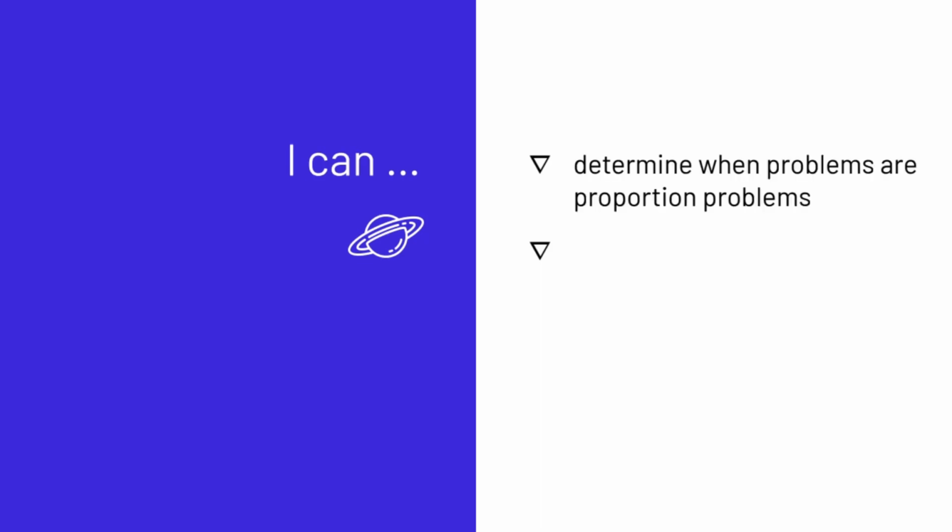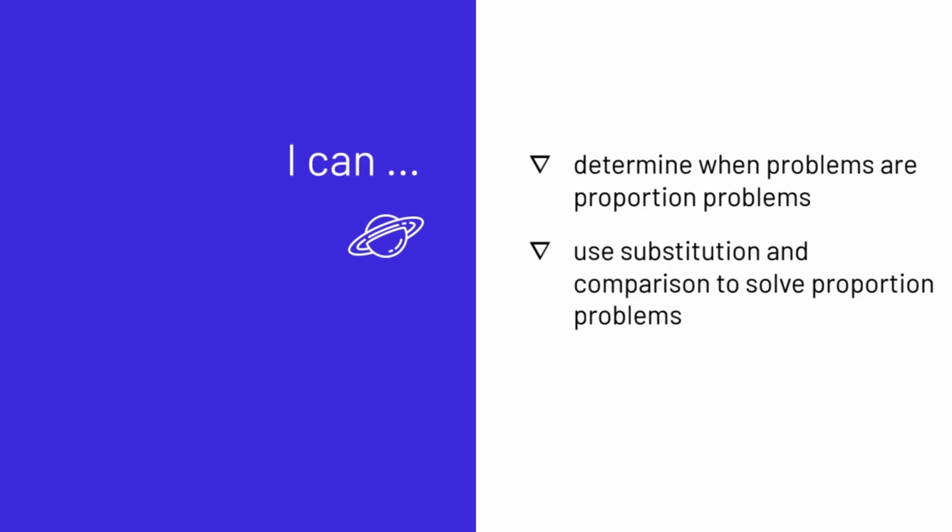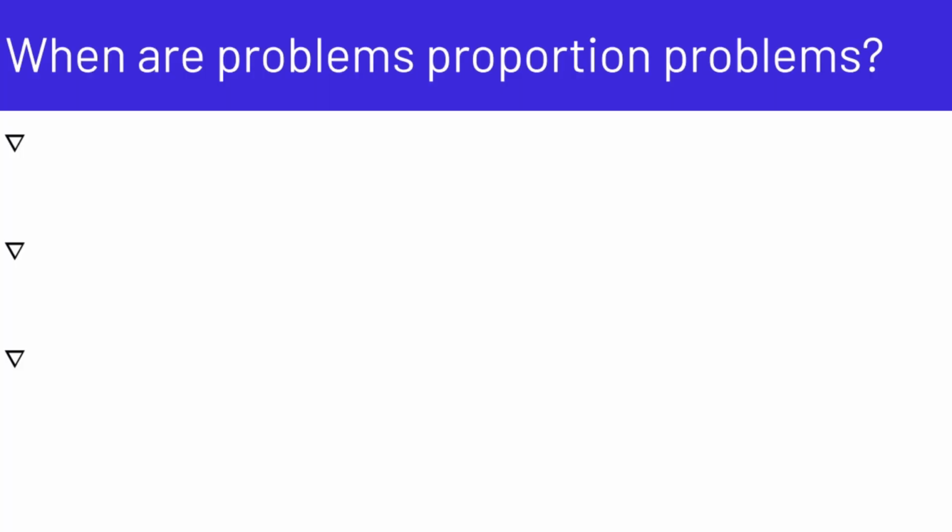The success criteria for this lesson are, I can determine when problems are proportion problems, and I can use substitution and comparison to solve proportion problems. So when are problems proportion problems? We're going to look at some example problems and determine if they're proportion problems or not.